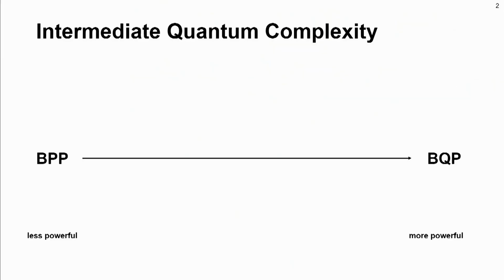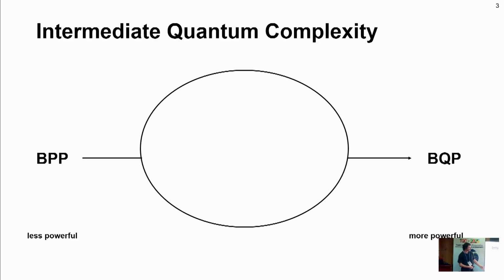So what are we doing here? We're interested in understanding how BPP and BQP relate. In particular, on the left here, we have BPP, which is less powerful, depending on what you think, and BQP, which is more powerful, hopefully. And the question is, what the heck is going on in the middle?